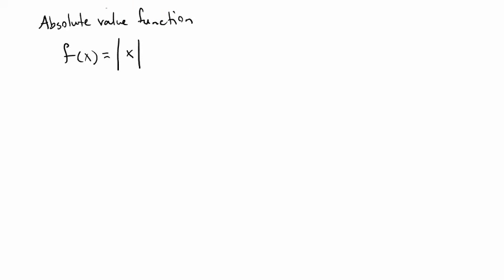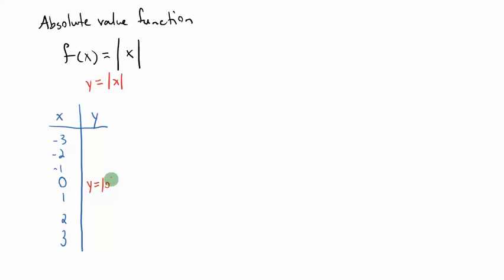But anyway, let's do the same thing we did before. Let's make a table of values, understanding that this equation is the same as y equals the absolute value of x. And let's use 0 again right in the middle of the graph, and then let's look on each side. So -1, -2, -3, and then 1, 2, and 3. And if I were to plug 0 into this equation, then my y value would be the absolute value of 0, which is 0.